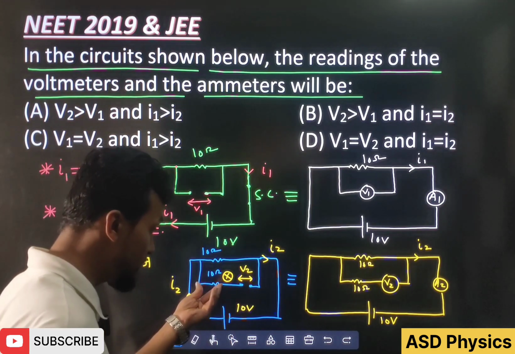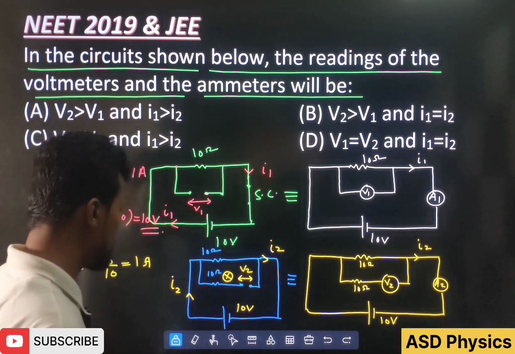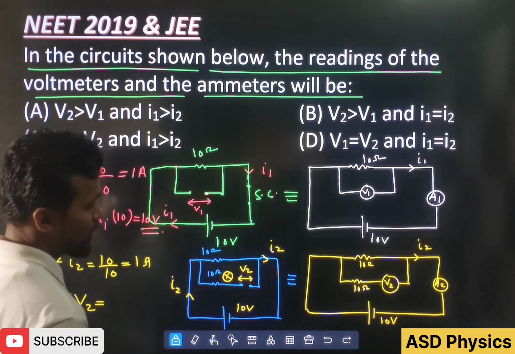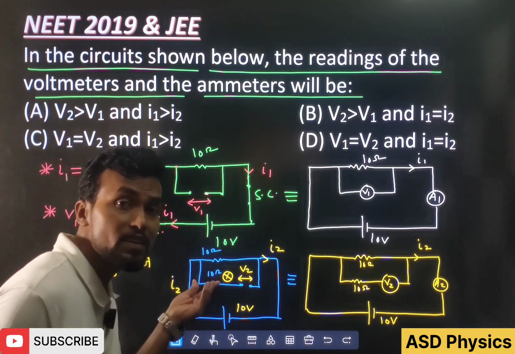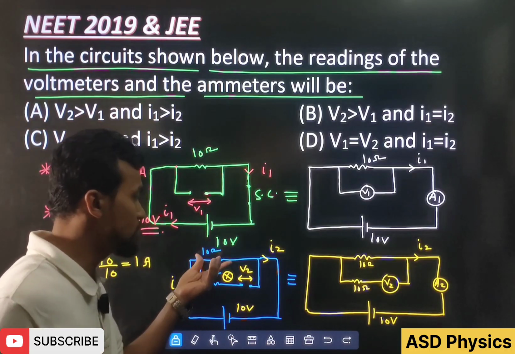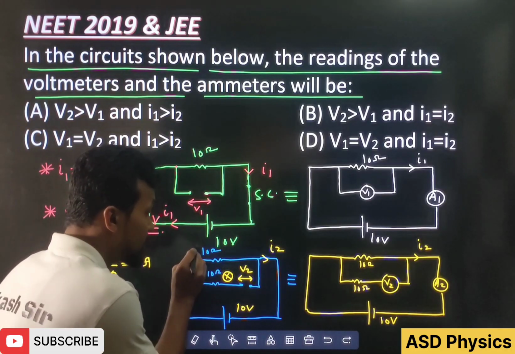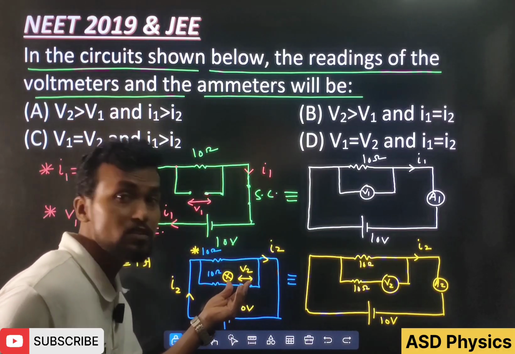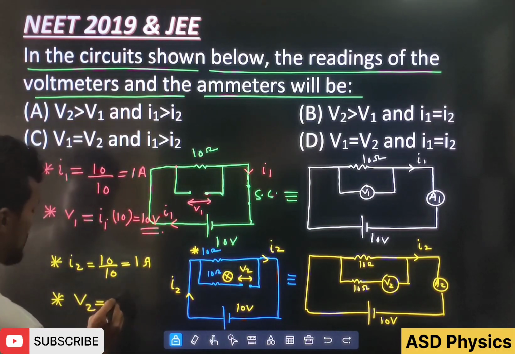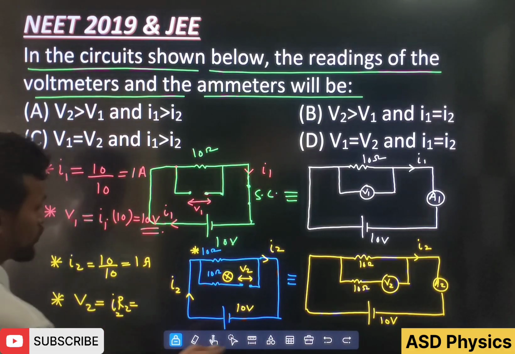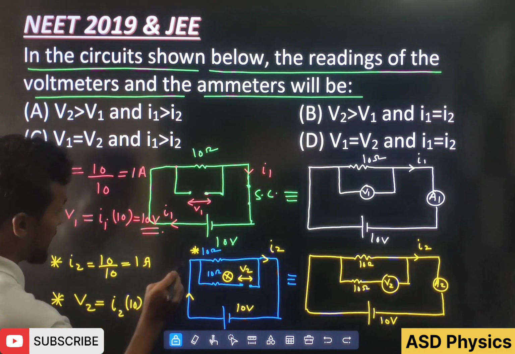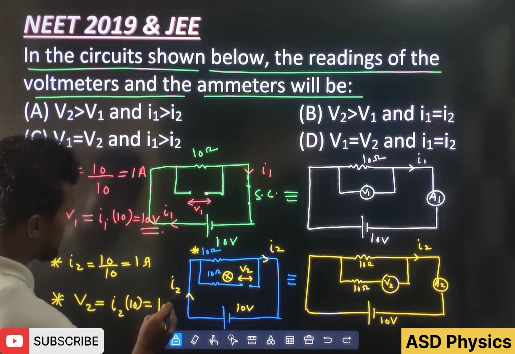Okay, no current in this branch, so no voltage drop in this 10 ohm resistance. If I talk about the voltage V2 here, again there is no current in this resistor, so no voltage drop. That means whatever voltage drop is in this 10 ohm resistance, the same voltage will be measured by this voltmeter. So V2 will become I2 R2, or we can say I2 into 10. I2 is coming here and this is 10. So again, what is coming here?